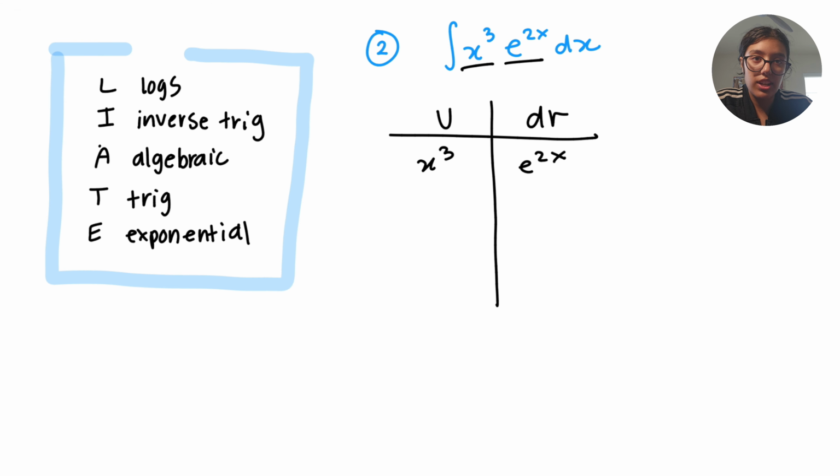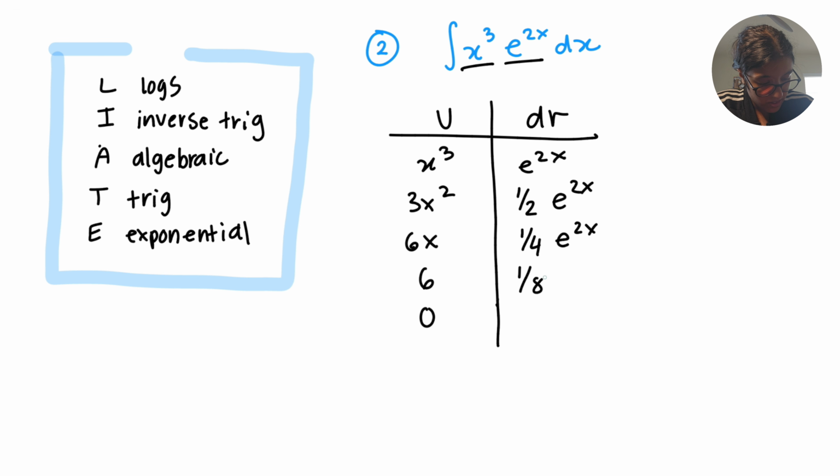Now let's differentiate the left side. So we get 3x squared, 6x, 6 and 0, and then we stop there. So now we integrate e to the power of 2x, and you might need to use a bit of u substitution here if you are not completely comfortable with integrating e to the power of 2x, but I am simply going to integrate these in my head and write them down. So here we have integrated all the way up to that 0 on the left column.